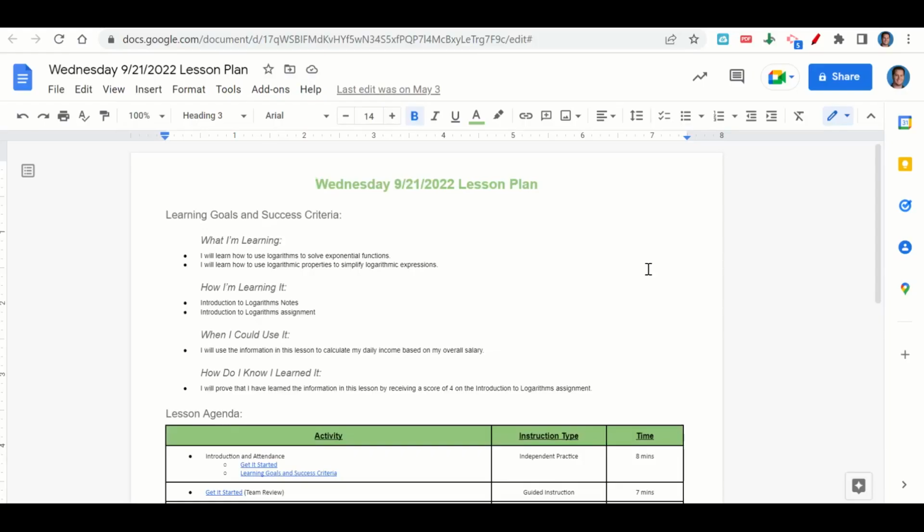Welcome everyone. Let's begin our lesson for today by going over our learning goals and success criteria. First, what are we learning? We're learning how to use logarithms to solve exponential functions and how to use logarithmic properties to simplify logarithmic expressions.